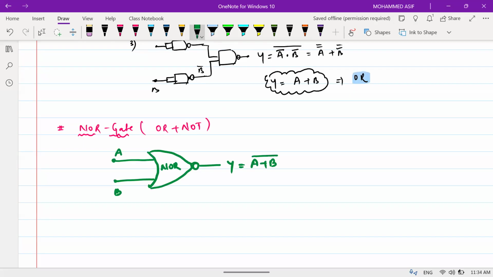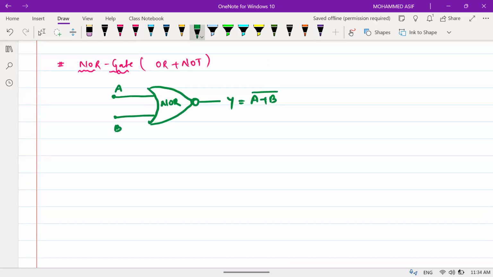Can anyone tell me the truth table for this one? So here it is A, here it is B, and here it will be A plus B, and ultimately Y is equal to how much? A plus B bar.